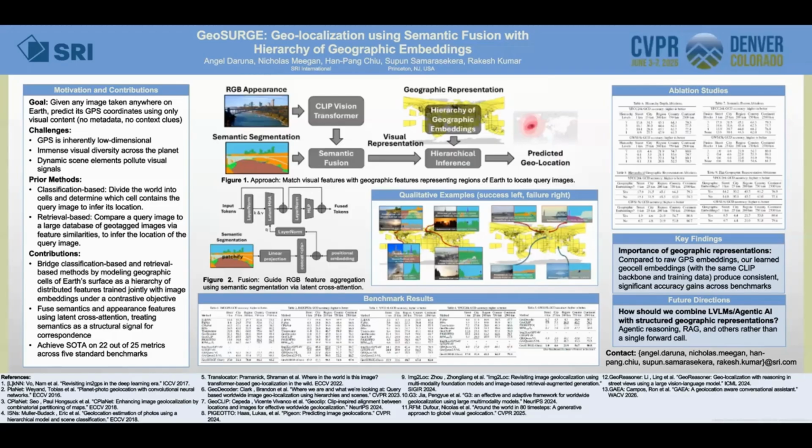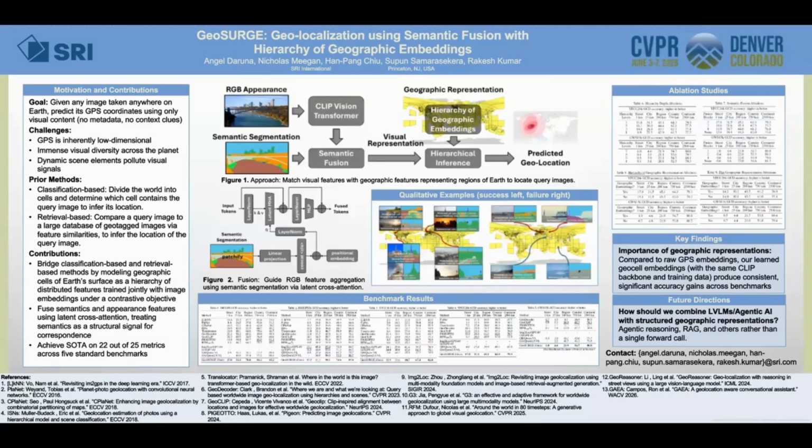The ablations help separate the contributions. Increasing the hierarchy depth generally improves performance, especially at finer thresholds. Semantic fusion improves the overall balance across benchmarks, particularly for fine-grained geolocalization. And the geographic representation ablations show that the hierarchy and learned geocell embeddings are complementary. The best performance comes from using both together.